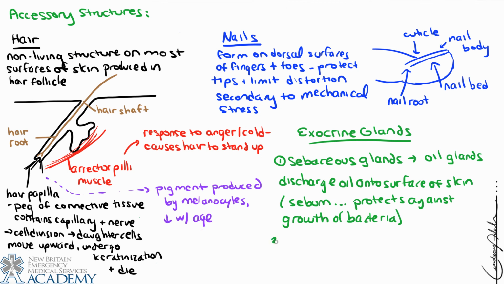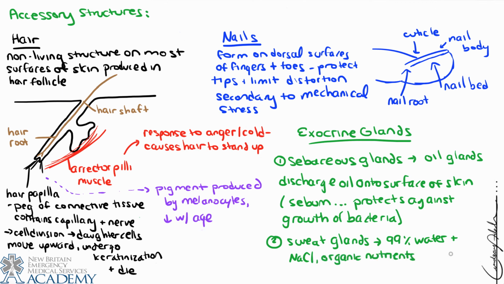And then the sweat glands, there are multiple types of sweat glands, but to summarize, they release about 99% water, along with salt, some organic nutrients, and urea. The primary function of the sweat glands is to cool the body, and then also if the skin is sweaty, it can prevent some microorganisms from contacting the surface of the skin because it's on the more slippery side.